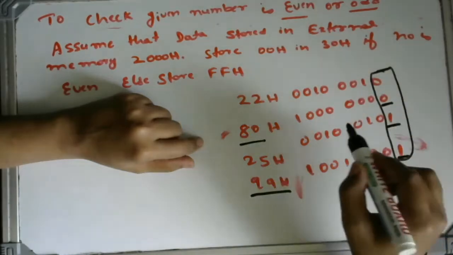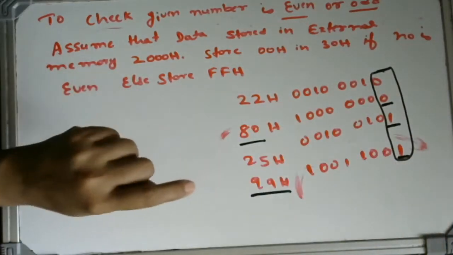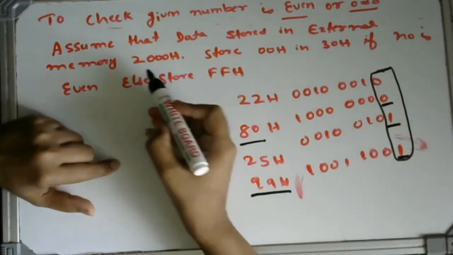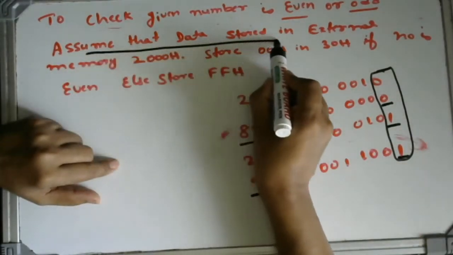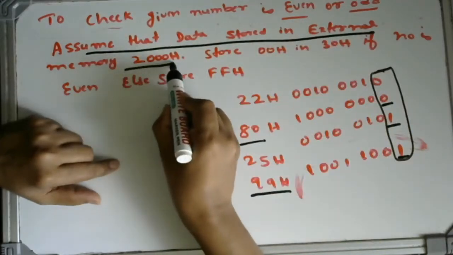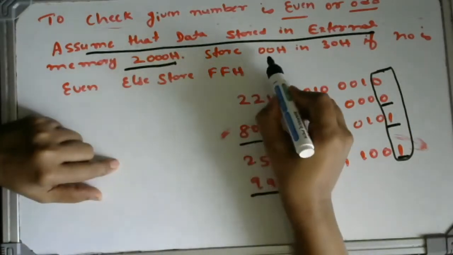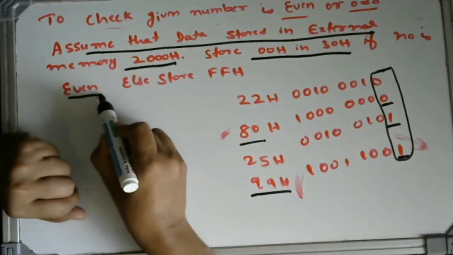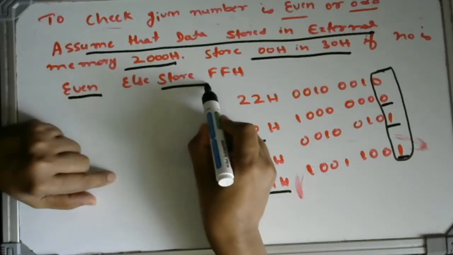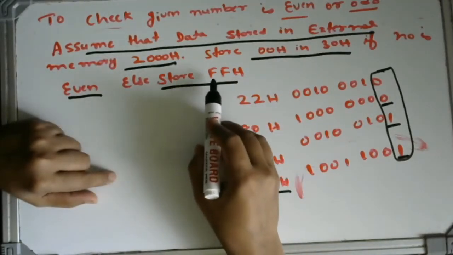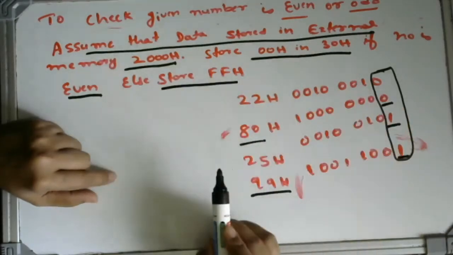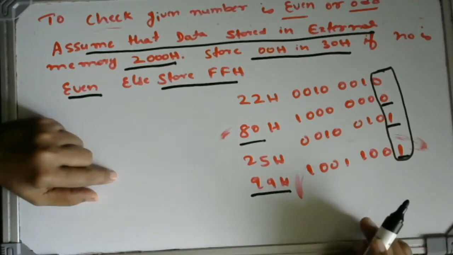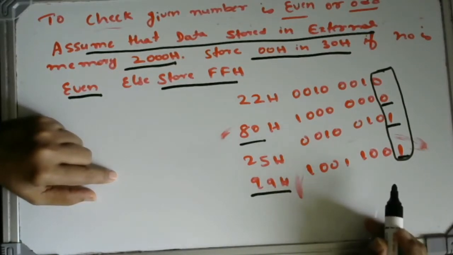Now we will apply the same logic to write a program. Let's take a few assumptions before writing the program. Assume that the data is stored in external memory location 2000H, and we store the result in 30H. If the number is even, we store 00H in 30H, else if it is odd, we store FFH in the 30H memory location.